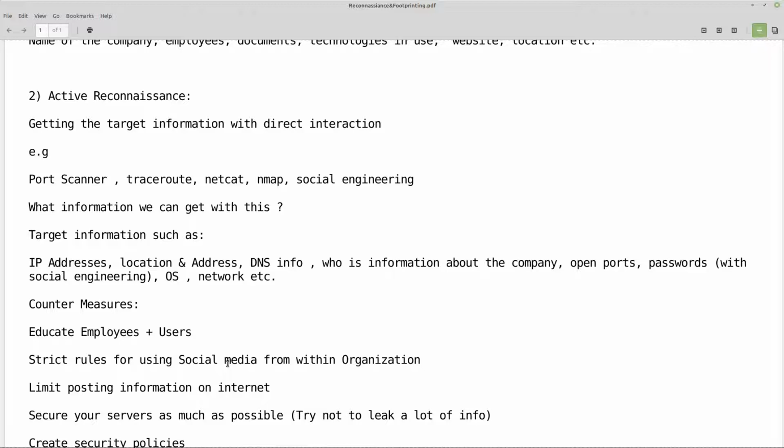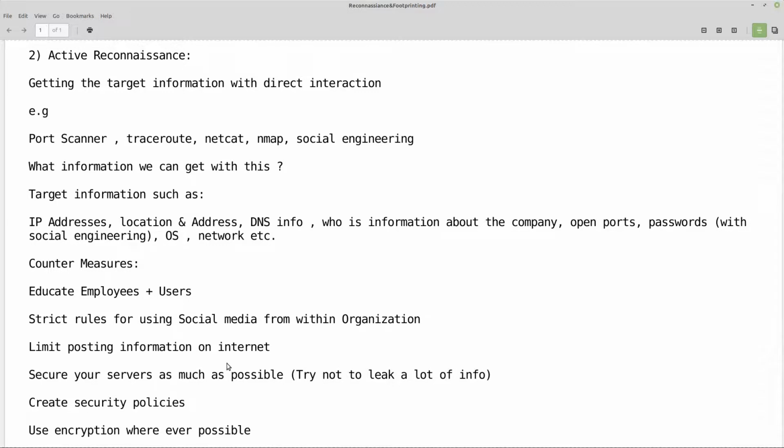What information can we get from active reconnaissance? IP addresses, location and address, DNS information, Whois information about the company, and open ports, what kind of ports are open. Passwords too, with social engineering. Of course, I can just call this guy, make him my friend, and ask him what kind of passwords you guys have. Maybe over a drink or good food, he can leak his password. Then what kind of operating system the company is using, and what kind of network and network equipment these guys are using. This is the information you can get from active and passive reconnaissance.